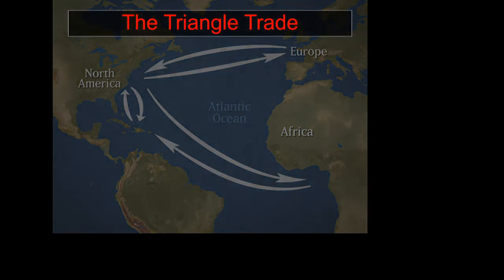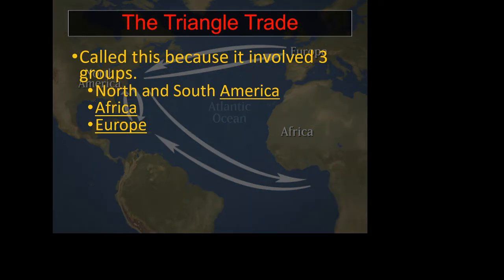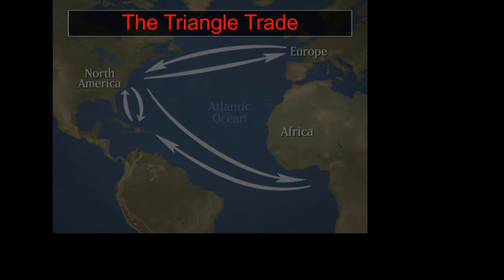So next we're going to talk about this thing called the Triangle Trade. It was called the Triangle Trade because it involved three different groups. You have North and South America as one group. You have Africa as the second group, and then you have Europe as the third. If we go back here, you can see the route that the trade took, basically.